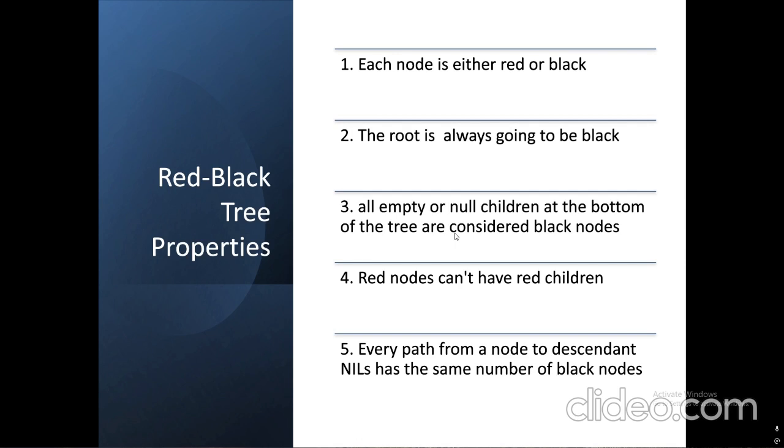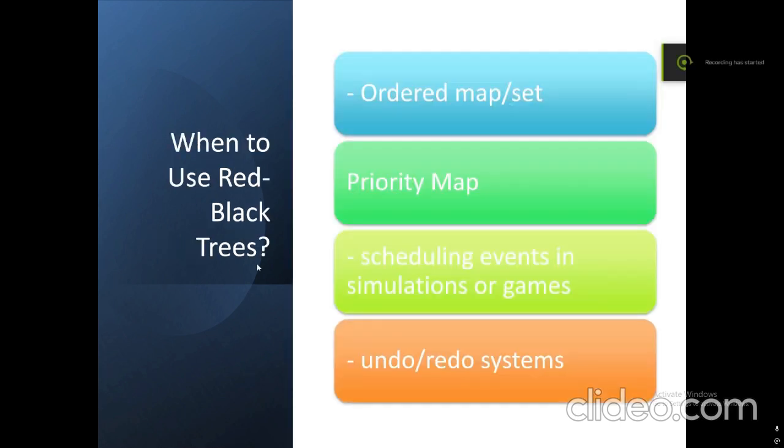By working together, these 5 rules make sure that the tree stays balanced, which means that no path becomes much longer than the others. So when would you actually want to use red-black trees in your own programs? Well, actually, red-black trees are built into a lot of tools you probably already use.